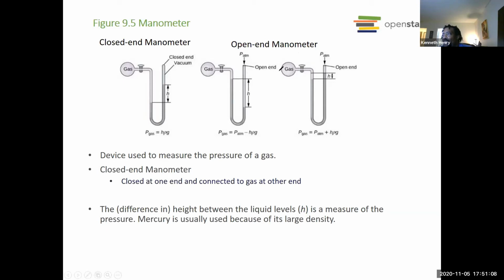So if the gas pressure is greater than the atmospheric pressure, then the difference in height as you push the mercury towards the U is going to be added on to the atmospheric pressure. That gives you the pressure of the gas altogether, because you know it's greater than atmospheric pressure. So it's atmospheric pressure plus that height that you're given.